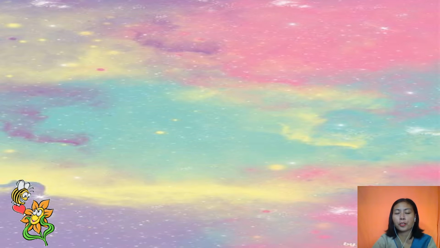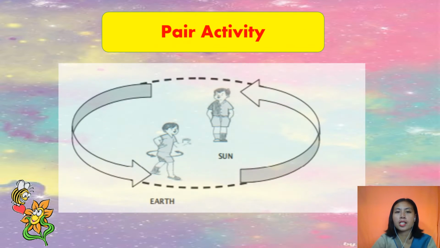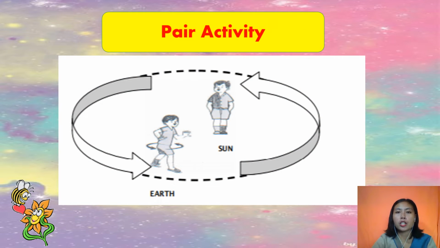It can be your mother or father or your older sister or brother. This is a pair activity. As you can see in the picture, there are two persons involved. The person at the center will be the sun, and the person who will rotate the sun will be the earth. So that will be your activity. So you are going to do that at home.